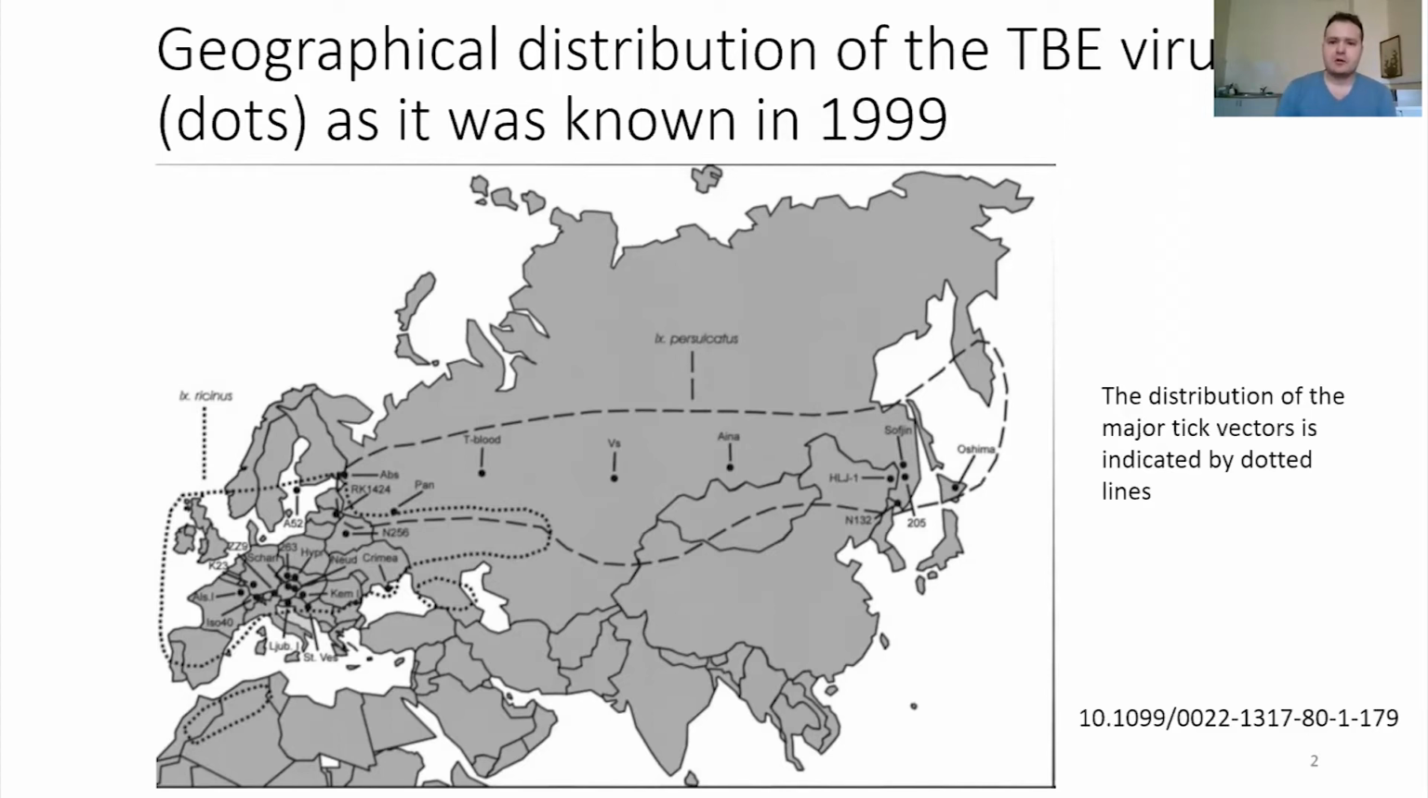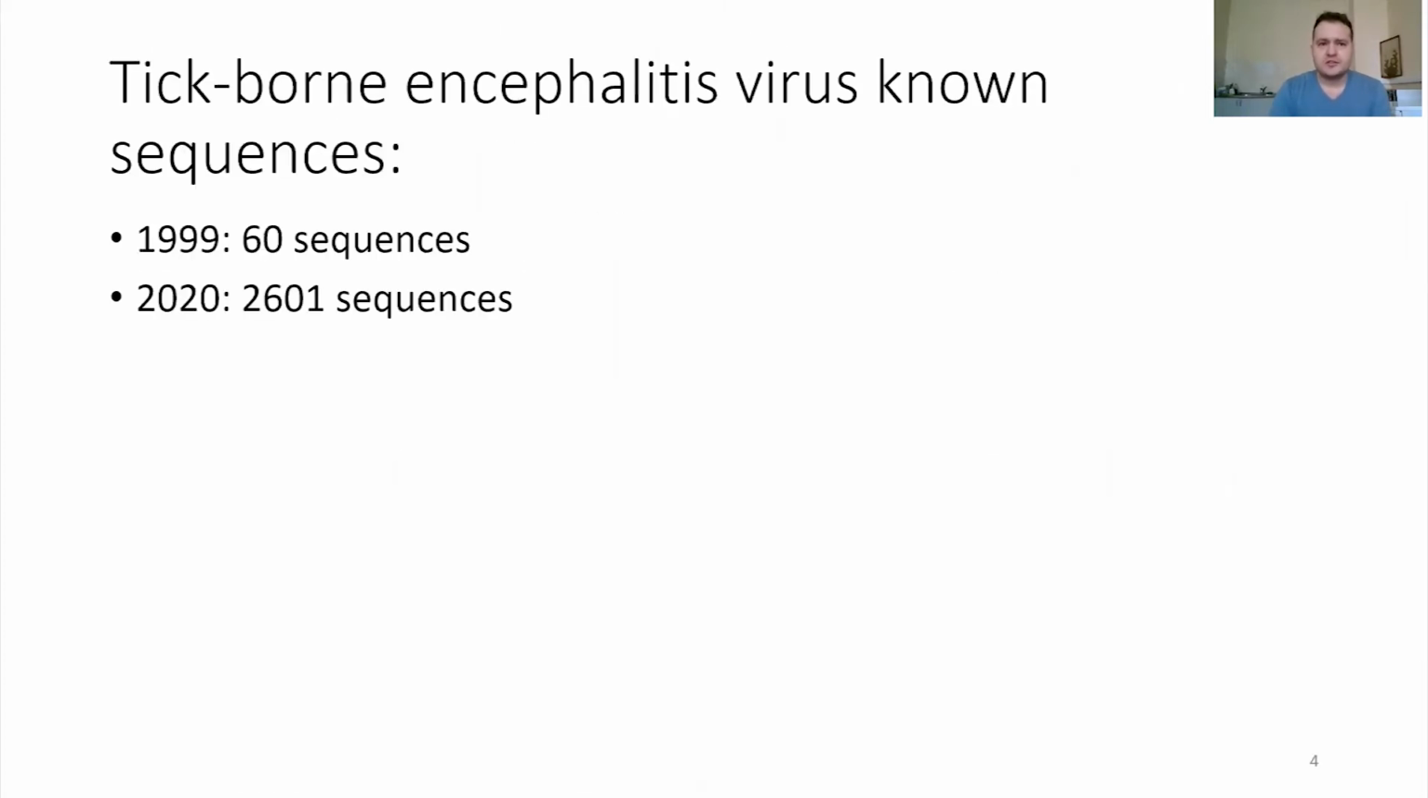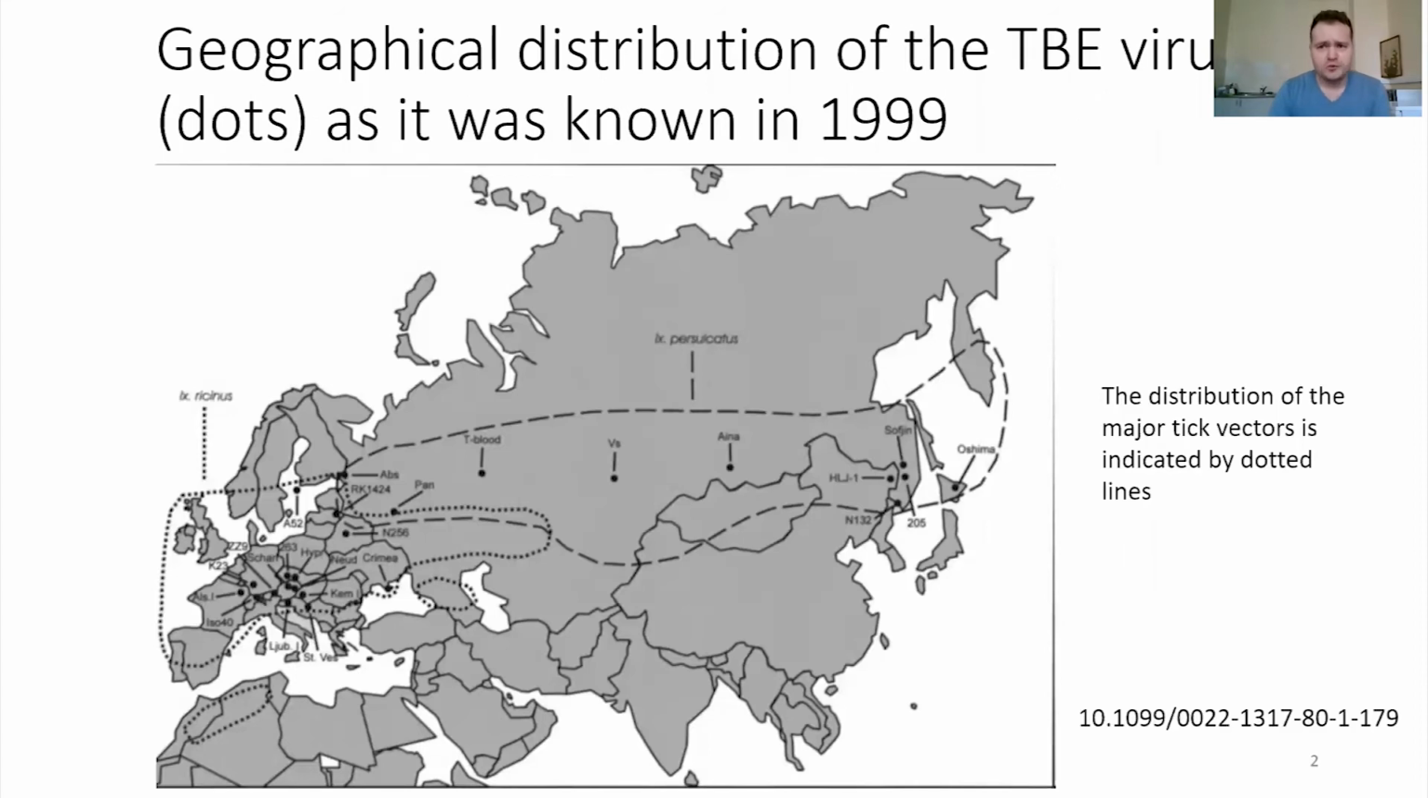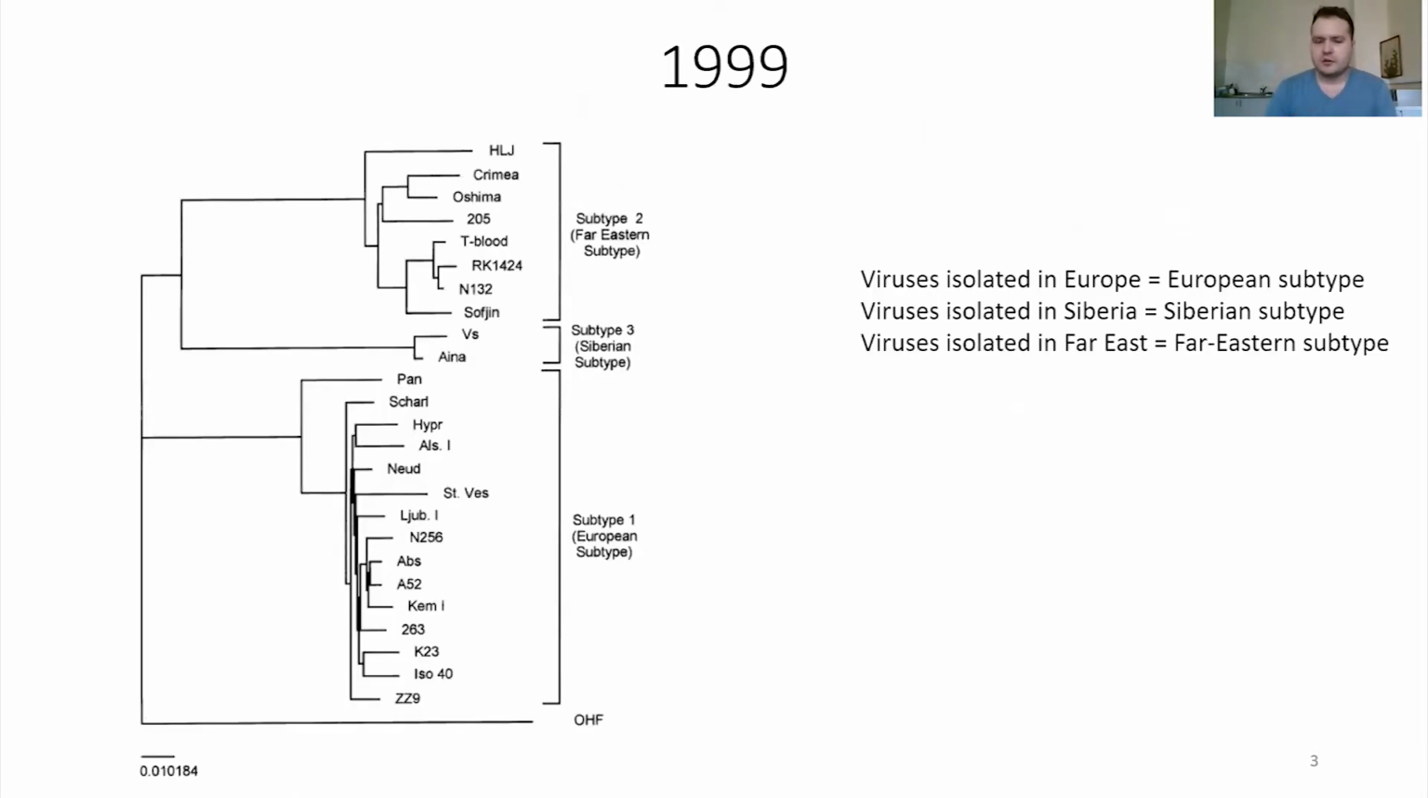On this map, it is shown that at the end of the 90s, there were just approximately 60 sequences known, and mostly the Siberian TBEV subtype was found in Siberia. Far Eastern TBEV viruses were located in the Far East, and European viruses were found mostly in Europe. But 20 years ago, the phylogenetic tree of all known viruses was rather small, as demonstrated here.